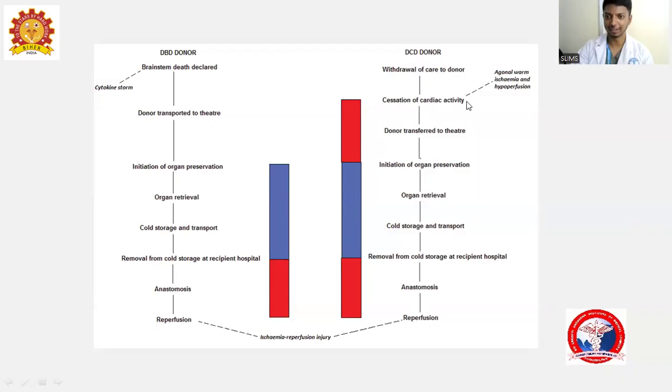For the DCD donors, we withdraw the care of the donor, and this is followed by cessation of cardiac activity. The donor is transferred to the theatre. Initiation of organ preservation starts. This is followed by retrieval, cold storage and transport, removal from the cold storage at the recipient hospital, followed by anastomosis and reperfusion.